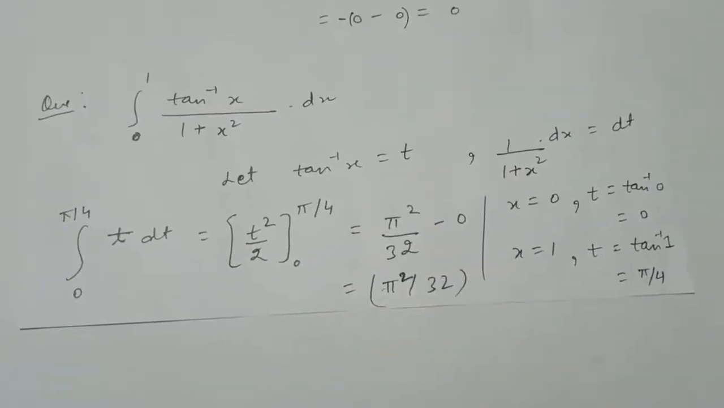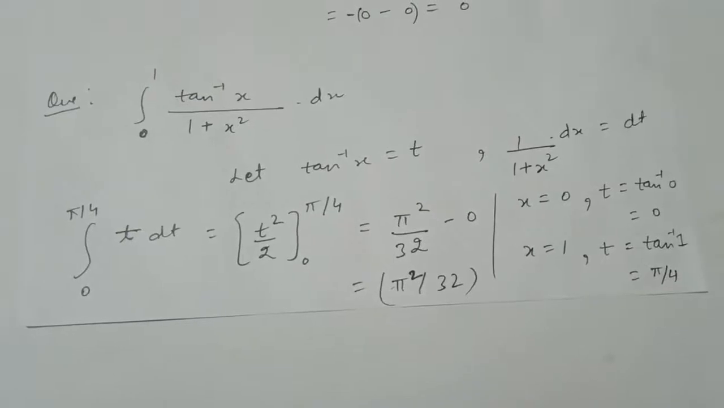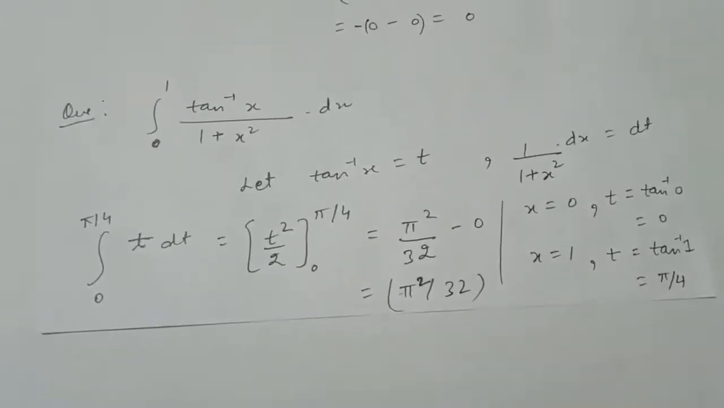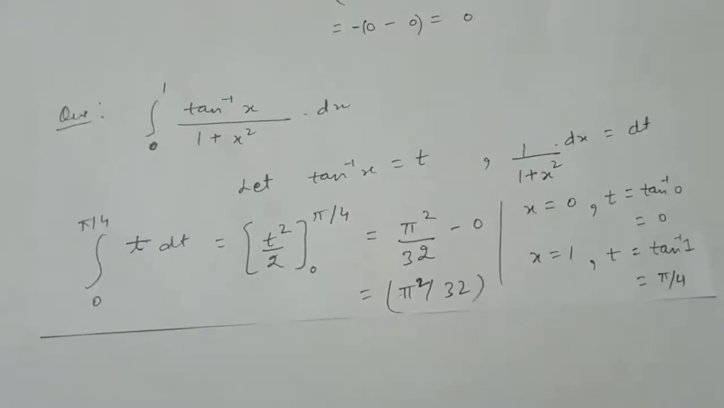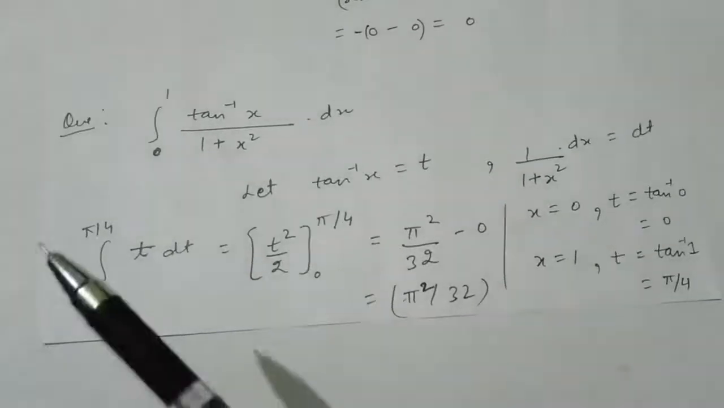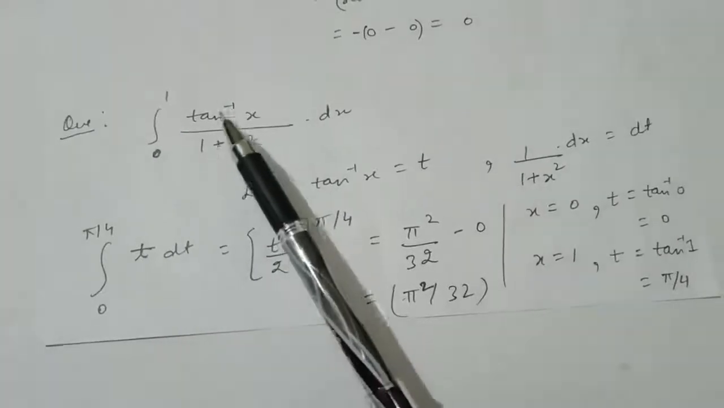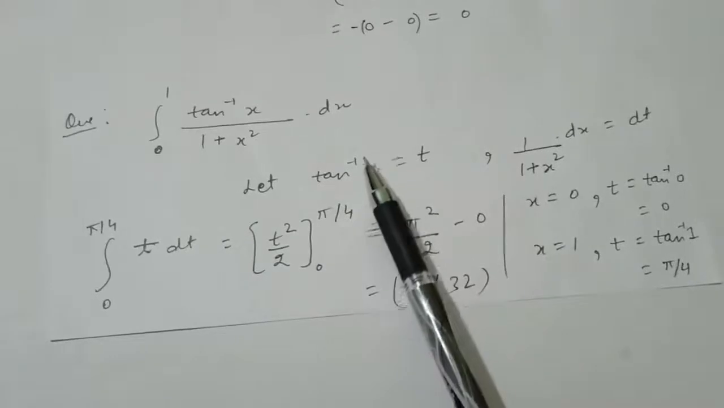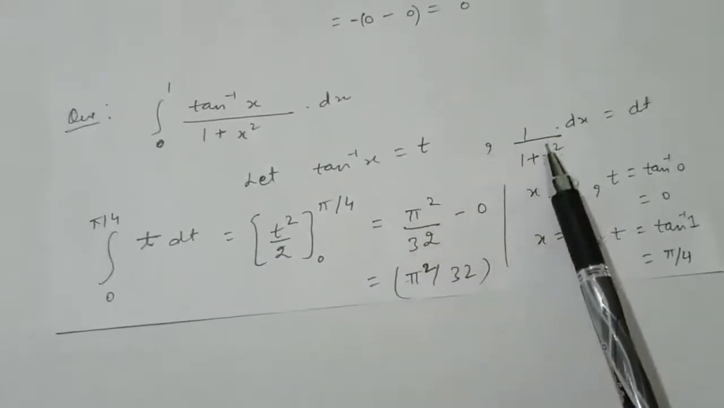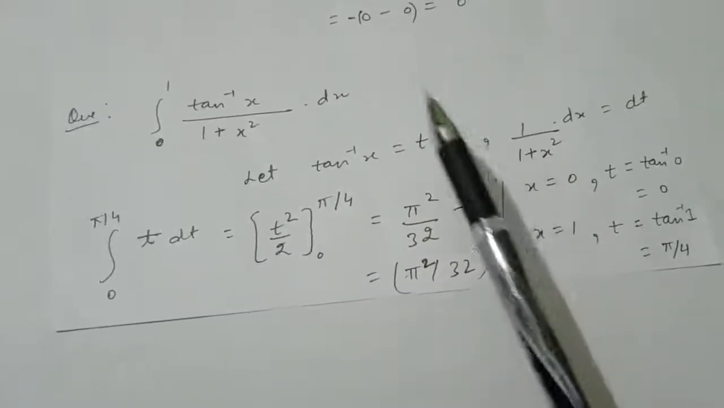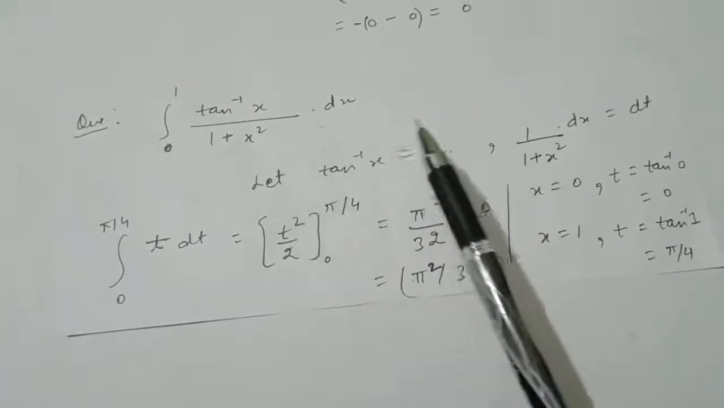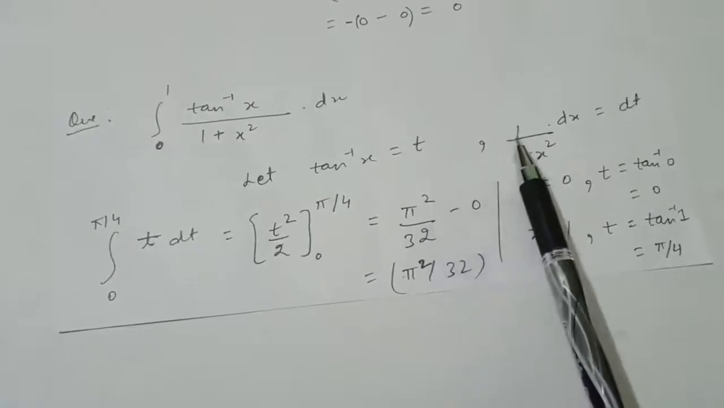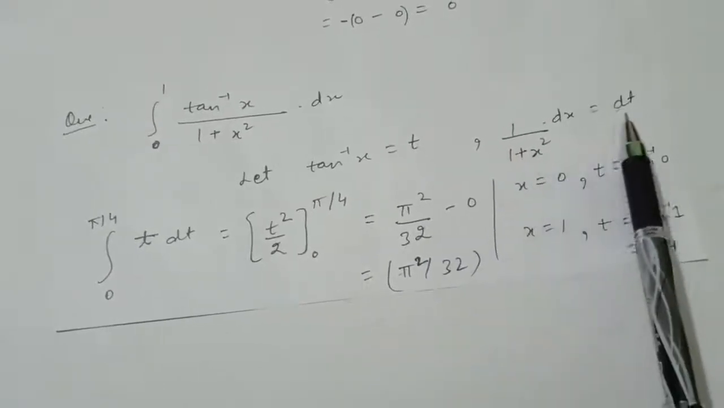Now the next questions are based on the topic method of substitution, that is how to find the definite integral when you have to use substitution, right? So this is the integral given. Obviously we will take tan inverse x as equal to t, because the derivative of tan inverse x is 1 upon 1 plus x square, right, which exists in the integrand. So take tan inverse x as equal to t, then you will get 1 upon 1 plus x square into dx equal to dt.